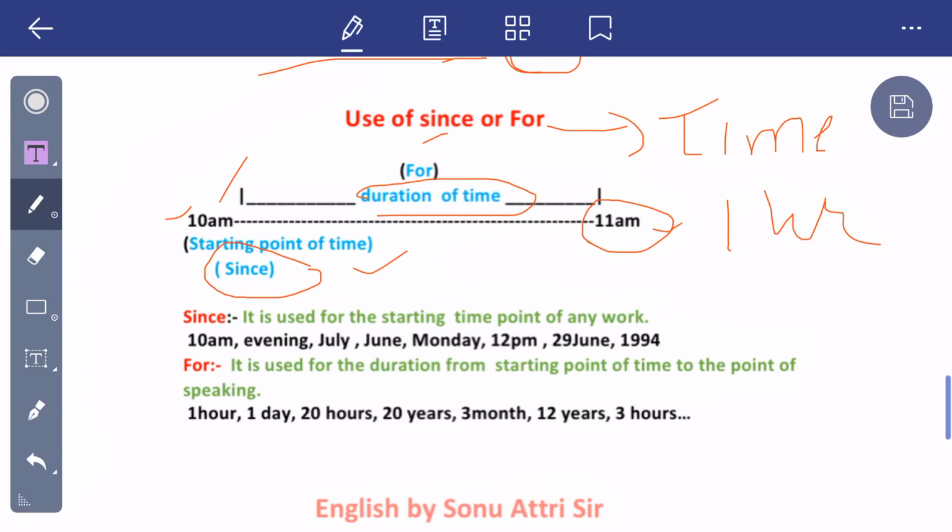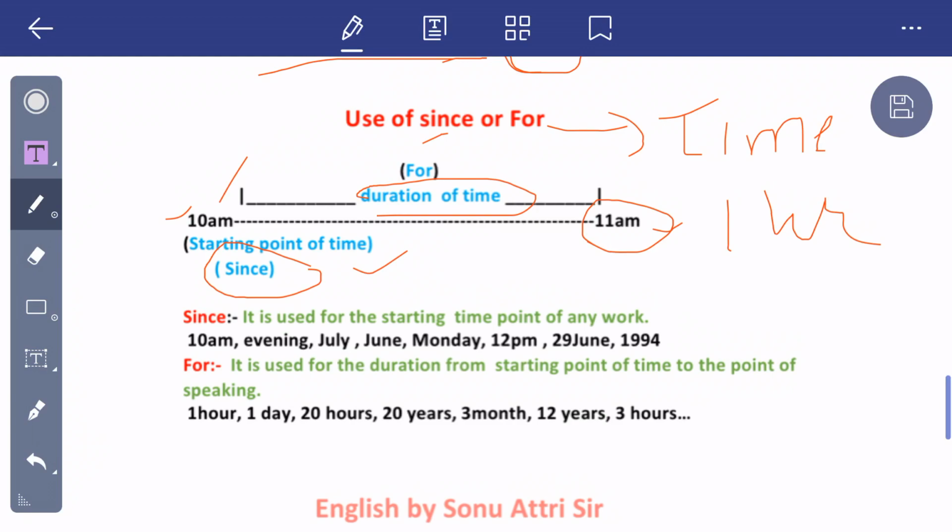Suppose I say, I have been working in this school since 2015. So in this sentence, why have I used since? Because I am telling my starting point of time, when I started doing work in S&D Public School, isn't it? Yes. Now how much duration have I taken up to now? I have completed 5 years. So 5 years is the duration of time. So I will say, I have been working in S&D school for 5 years. It means whenever I talk about duration of time, I will use for. Whenever I talk about starting point of time, I will use since.